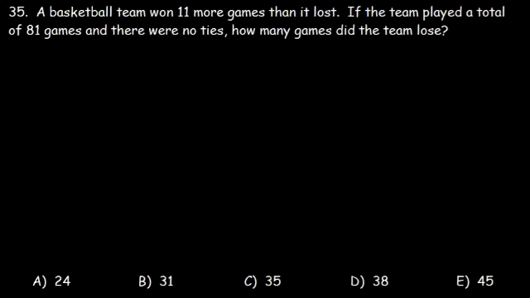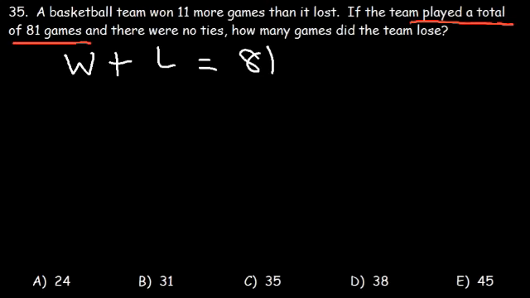35. A basketball team won 11 more games than it lost. If the team played a total of 81 games and there were no ties, how many games did the team lose? So for this one, we want to convert the sentences into equations. So let's start with this portion of the sentence. The team played a total of 81 games. So some games they won and sometimes they lost. So W plus L, the wins and the losses, should add up to 81 games since that's the total games that they played.